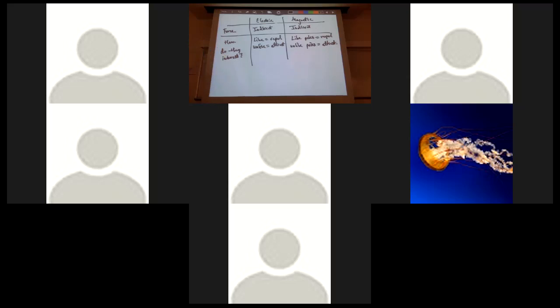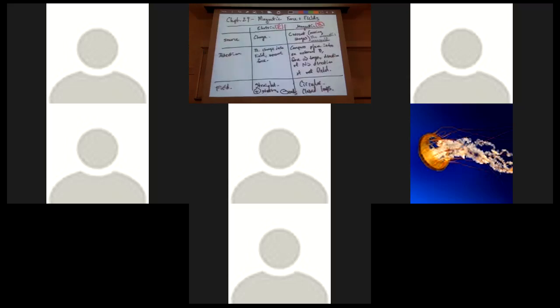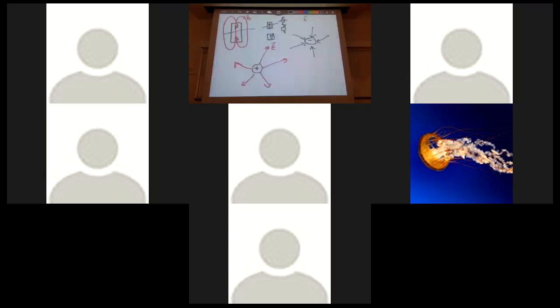They both generate indirect forces, meaning action at a distance. They both repel when their poles are alike or charges are alike. They both attract when they are unlike. The major difference is, again, that the magnetic field is generated by moving charges with no magnetic monopoles, and that the fields are circular as opposed to straight lines. So these are kind of the main differences between them.